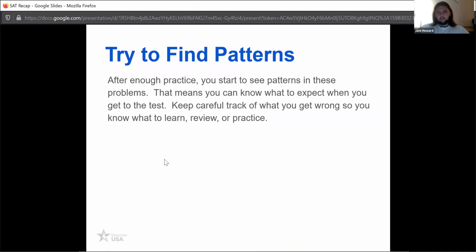Try to find patterns. My grandmother used to tutor SAT math, and she always said that there's something like 10 or 15 types of questions. If you do enough SAT math questions, you'll realize that they're just these 10 or 15 types of questions, and they're switching the numbers around and making them look a little different. So look for those patterns and try to gauge which ones you aren't as good at so you know what to practice.